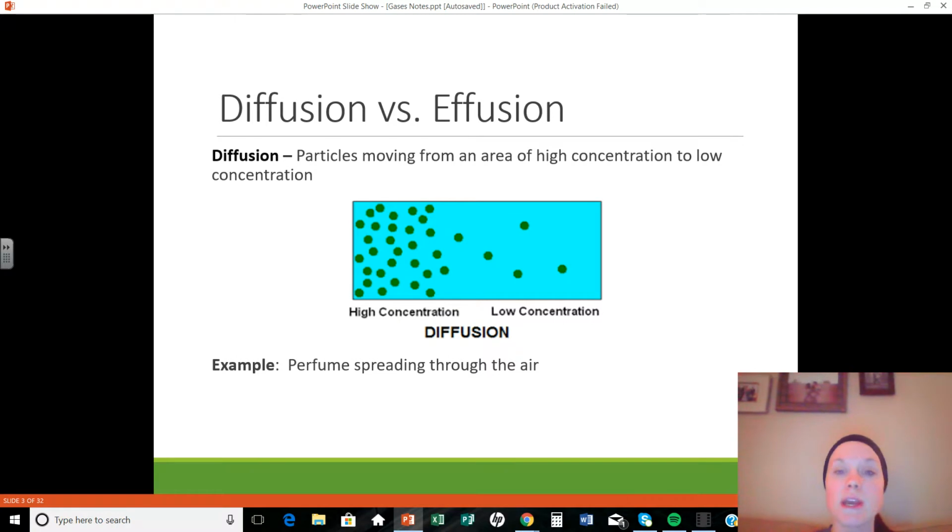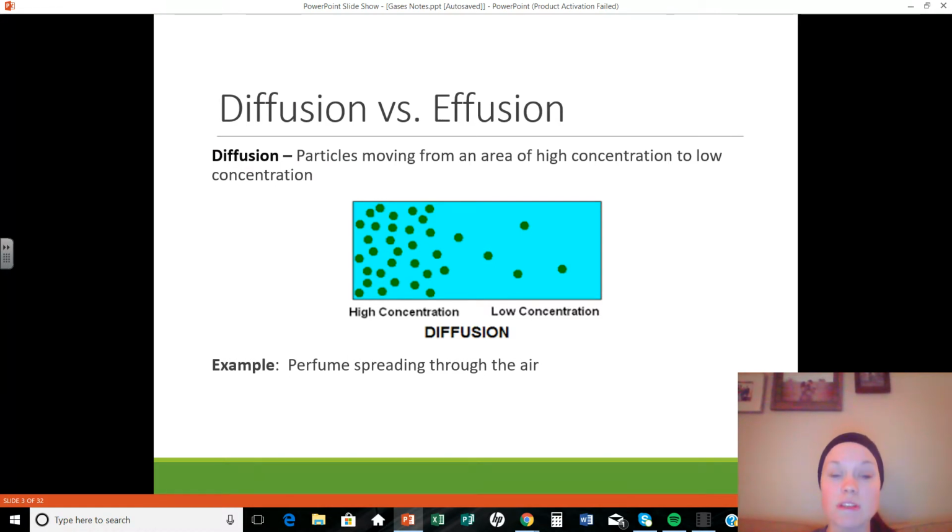All right. So gases can behave one of two ways when they are in a concentrated area. They can either go through diffusion or effusion. Diffusion is when a gas goes from an area of high concentration to an area of low concentration.